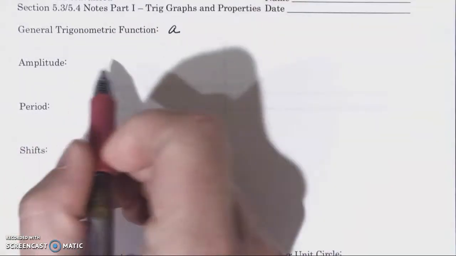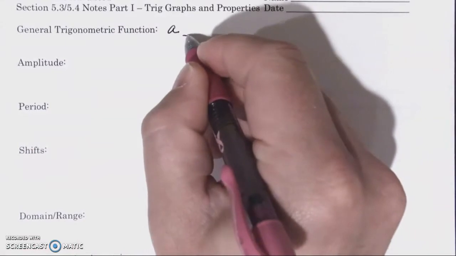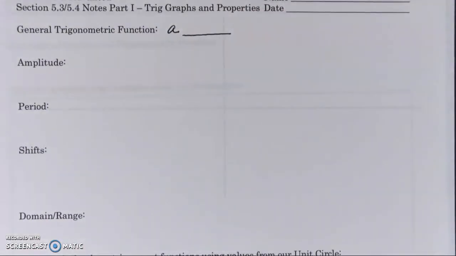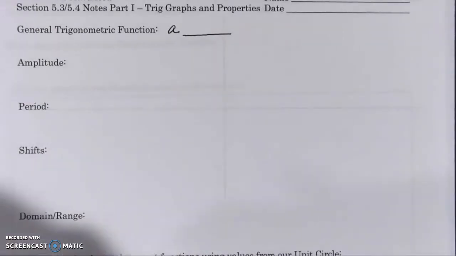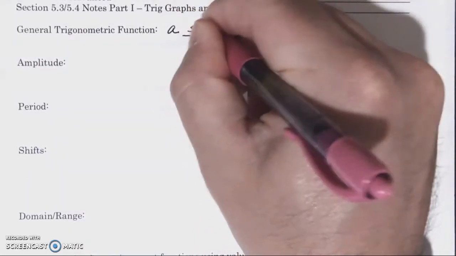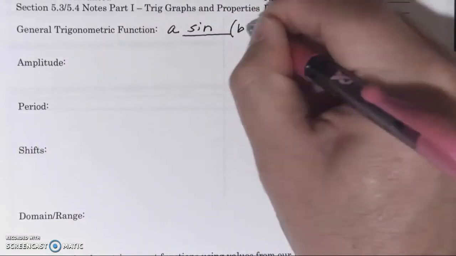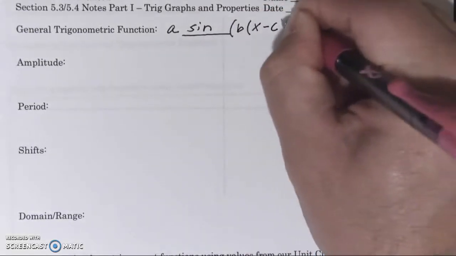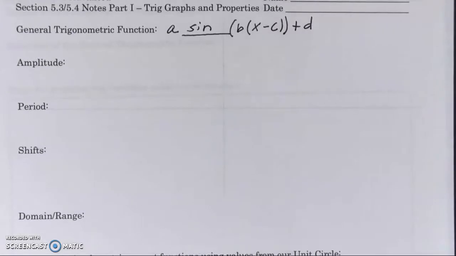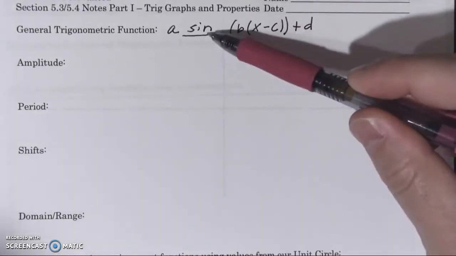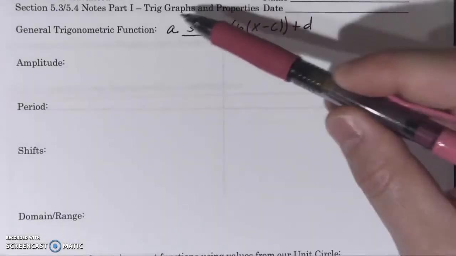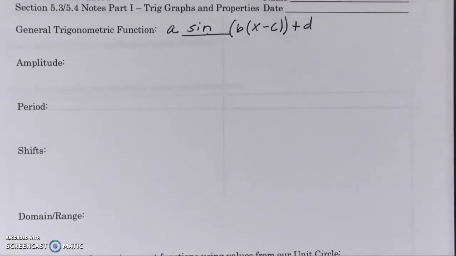Alright? The general trigonometric function is a, and then really you can fill in the blank with any trig function you want here. Sine, cosine, tangent, secant, cosecant, cotangent. We'll just use sine as an example of b times the quantity x minus c plus d. Okay? The trig function will always be there. The x will always be there. The a, the b, the c, and the d, those are going to play important roles in properties of this function and also how we graph the function. Okay? So let's define some properties of trig graphs.